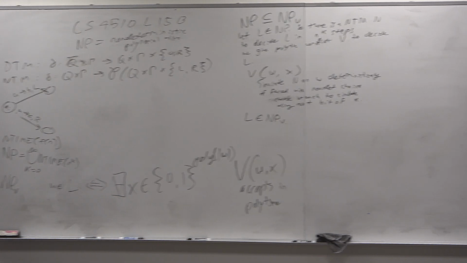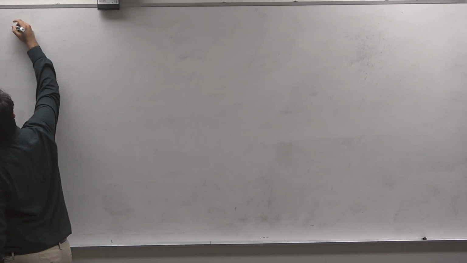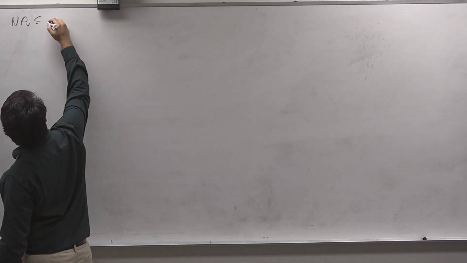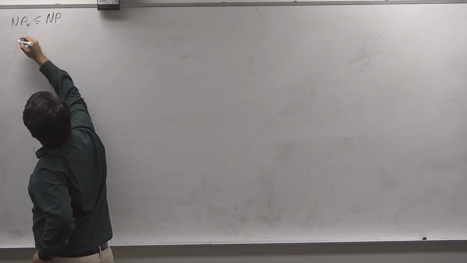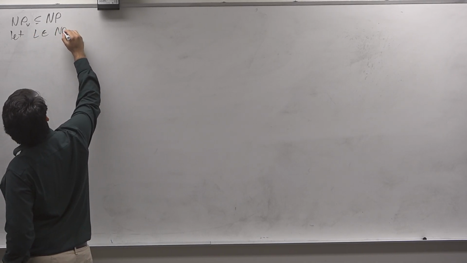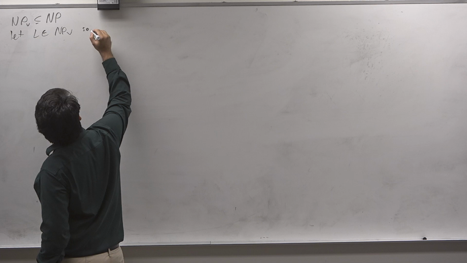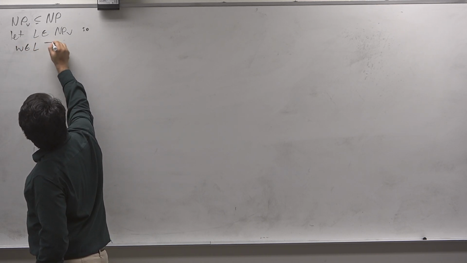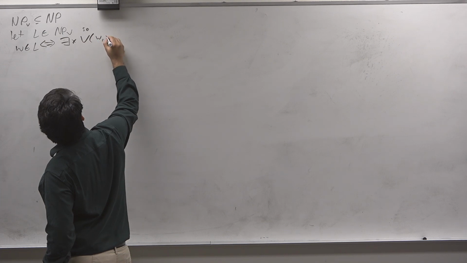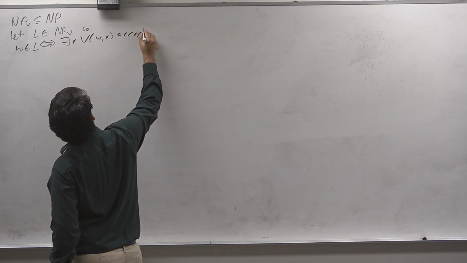There's only one other way to do it. Let's do the reverse. Let's prove that all verifiable computation can be non-deterministically accepted in polynomial time. So let L be in NPV. So we know that W is in L if and only if there exists a witness string X such that V on W, X accepts in polytime.